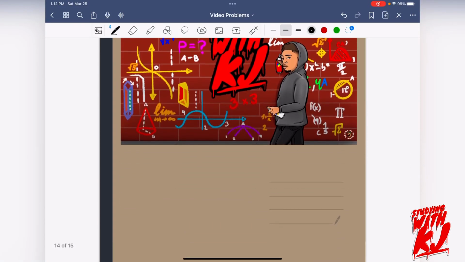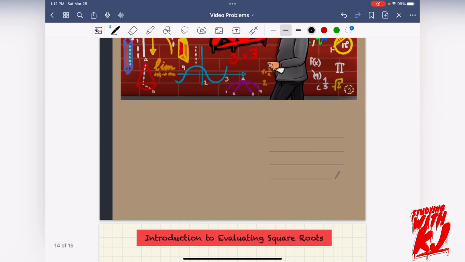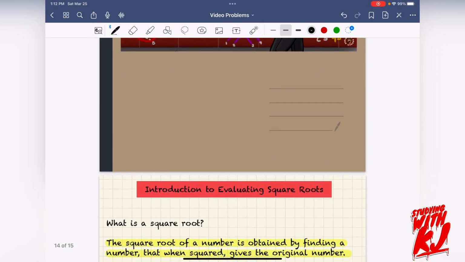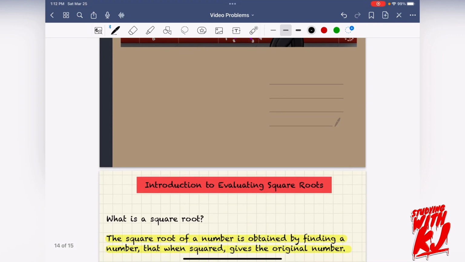Today, we'll be going over the introduction to evaluating square roots. Now, before we get into solving some example problems, we must first understand the definition of a square root, and I have that definition written below. So, the square root of a number is obtained by finding a number that when squared gives the original number.